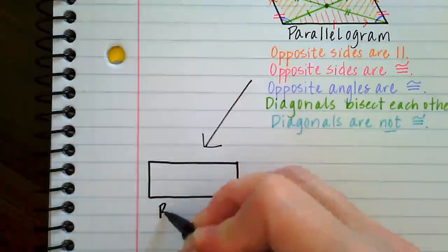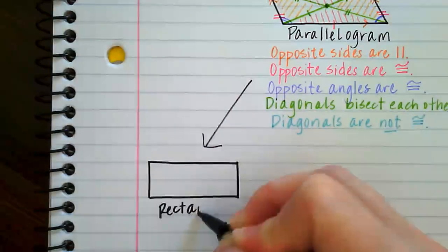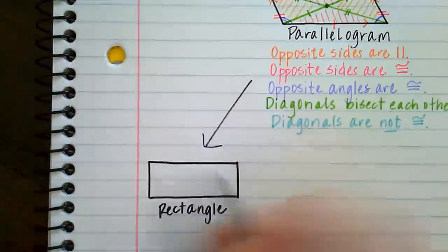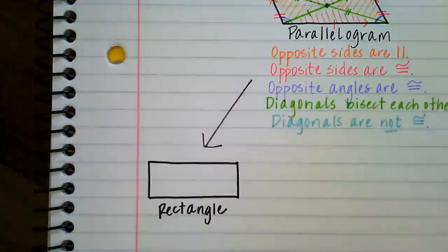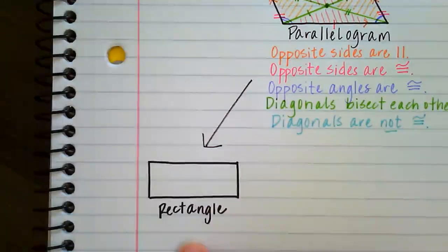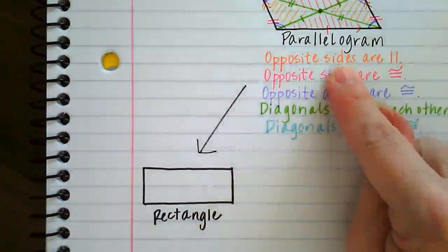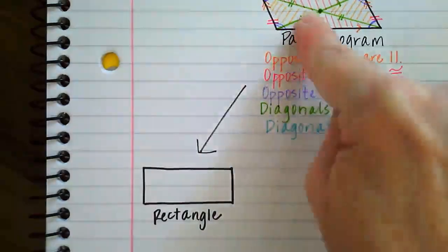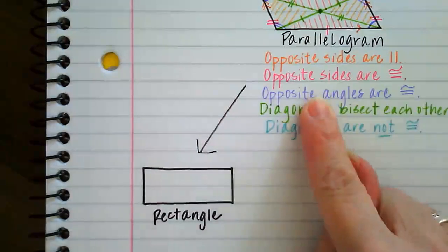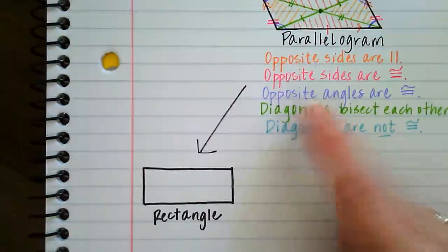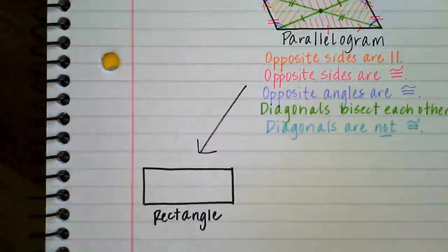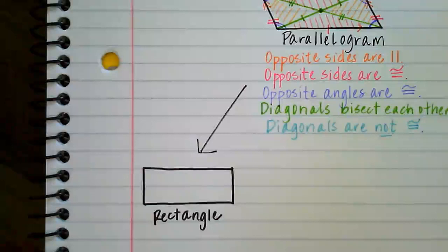So here is the rectangle. Now, the deal is that since the rectangle is a descendant of the parallelogram, it has all of these characteristics except one, and we're going to talk about that in just a second. All right, so let's go through and label everything.